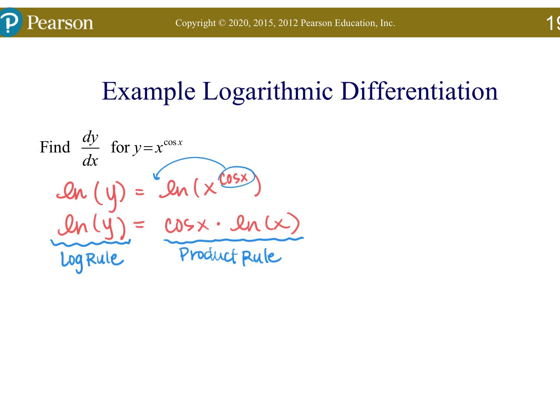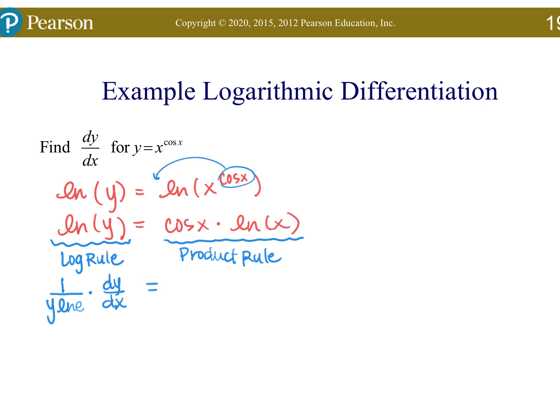Okay, let's start with the left, because that's the easier side. The log rule says 1 over y ln e times the derivative of y, which is dy/dx. That's the log rule: 1 over the thing in parentheses, times ln e, times the derivative of the thing in parentheses, which is dy/dx. So that is the log rule on the left.